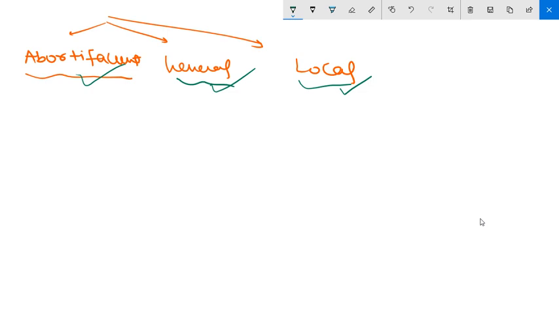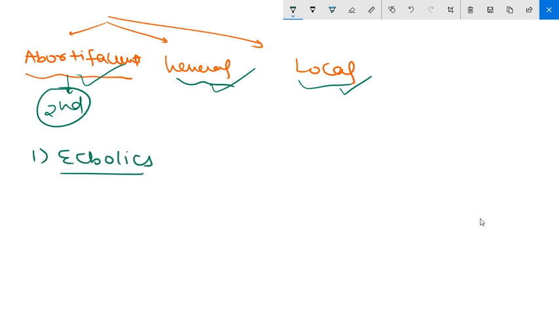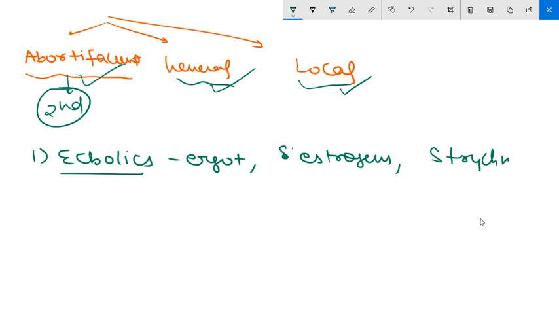Now most of the abortifacient drugs basically have no effect on the uterus or fetus unless given in toxic dosage. Okay, it is usually used in the 2nd month of pregnancy. The first is ecbolics. Basically ecbolics increase uterine contraction. Okay, and examples are ergot preparations, synthetic estrogens, pituitary extract, strychnine, quinine. So these are the examples of ecbolics.